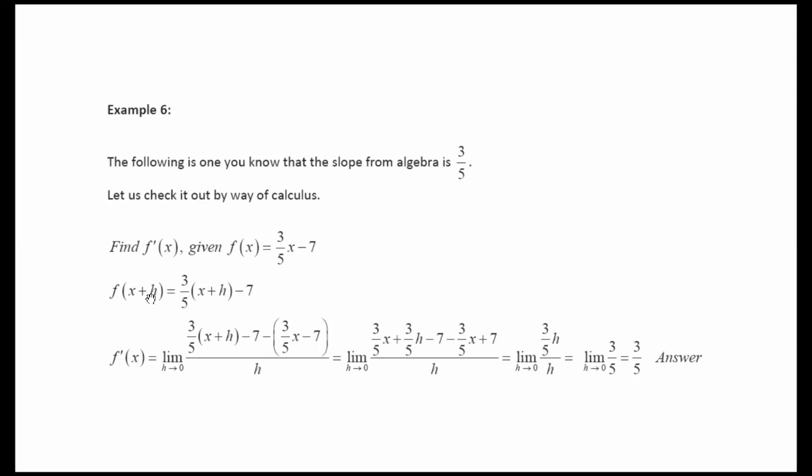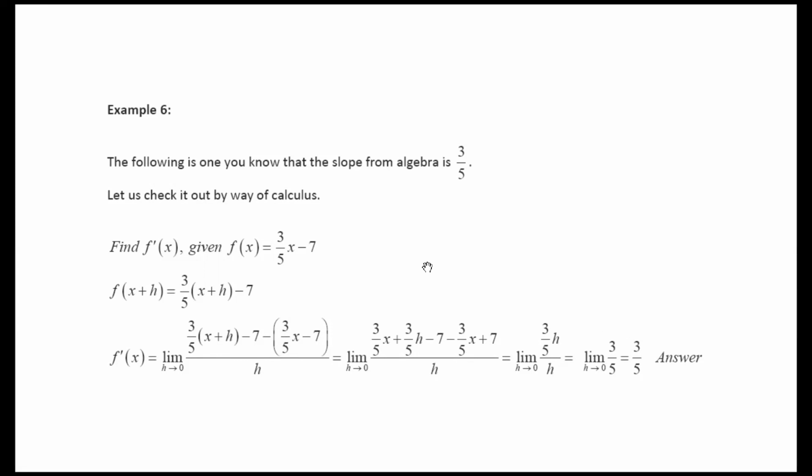F of x plus h is 3/5 times x plus h minus 7. Substitute into our formula this here, and subtract f of x, all over h. Multiply by 3/5 everything: 3/5 x plus 3/5 h minus 7, minus 3/5 x plus 7. The 3/5 x and minus 3/5 x disappear. The 7's disappear. I'm left with 3/5 h. The h is canceled. I'm left with 3/5. The limit of a constant is the constant, so the limit is 3/5.